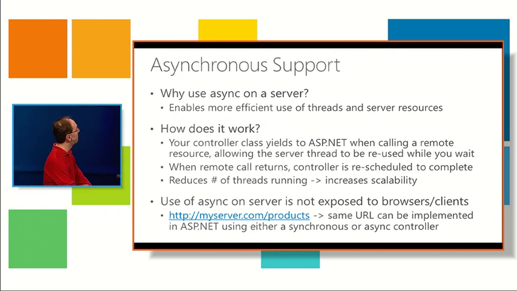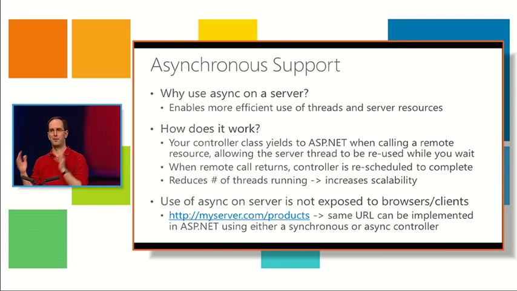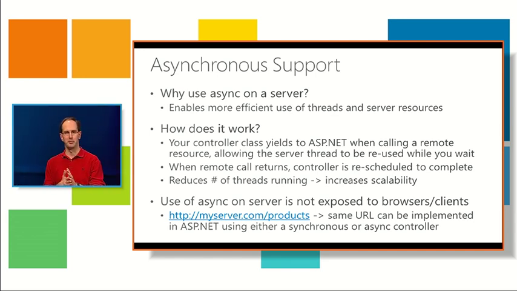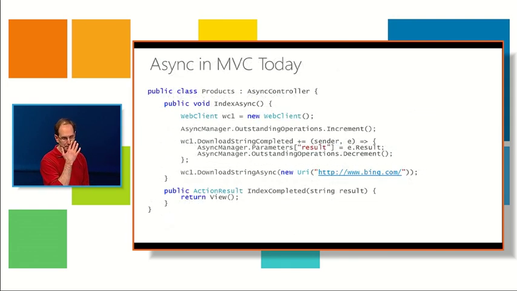Last thing I'll mention, because my time is up, is asynchronous support. How many people here do async today in .NET? Okay, a few people do. The reason you might want to do it is it enables more efficient use of threads and server resources. Basically, whenever you're going to call a long-range remote resource or a long-range operation, you can basically indicate, hey, ASP.NET, reuse this thread for another job, and then when my data comes back, reschedule me and let me complete. It's not exposed to the browser as a client, so you just still have standard URLs for your controllers or web forms. So the users don't know it's async. It's basically just internally implemented within your code. And the benefit is it reduces the number of threads running, increases scalability and performance.